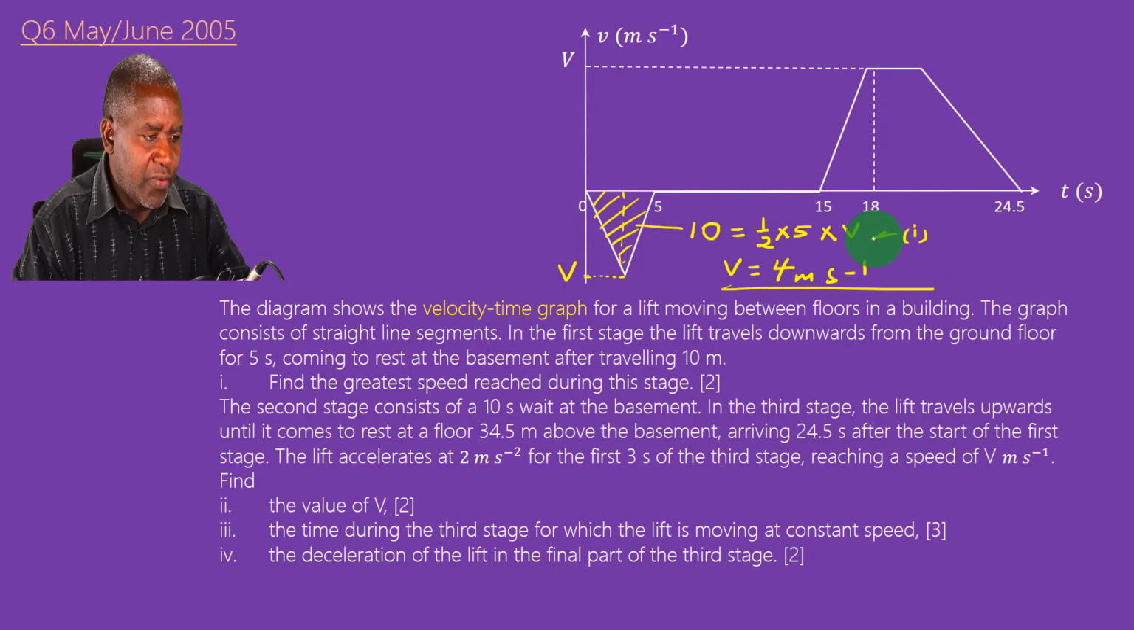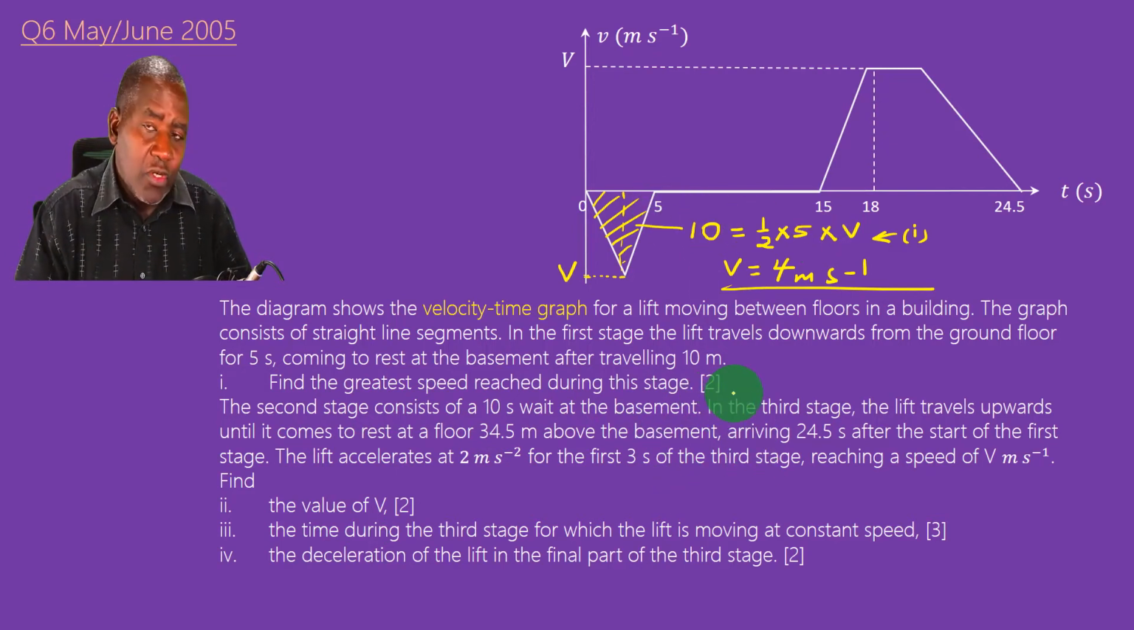So that is how you work out part 1. Let's look at part 2. The second stage consists of a 10 seconds wait at the basement. From 5 to 15 seconds, 10 seconds. So the lift is not moving.